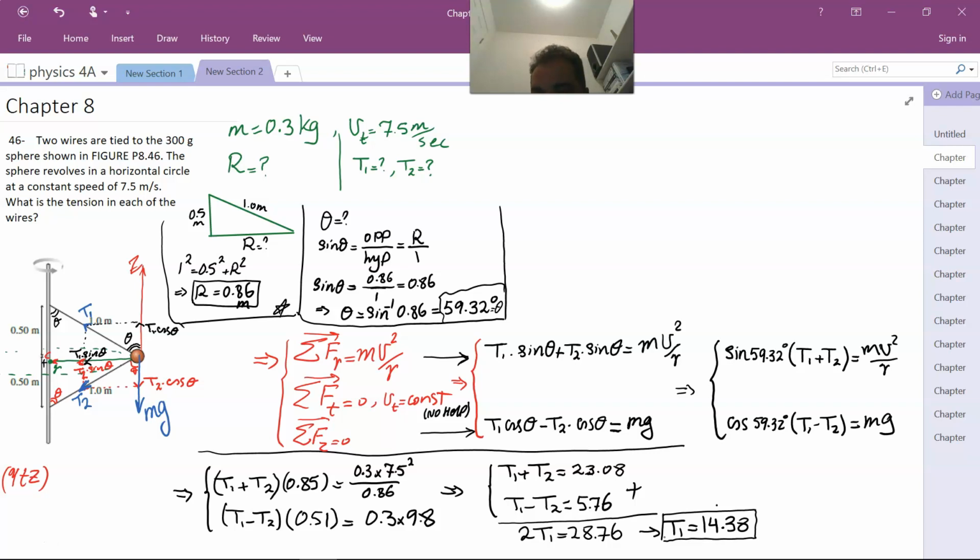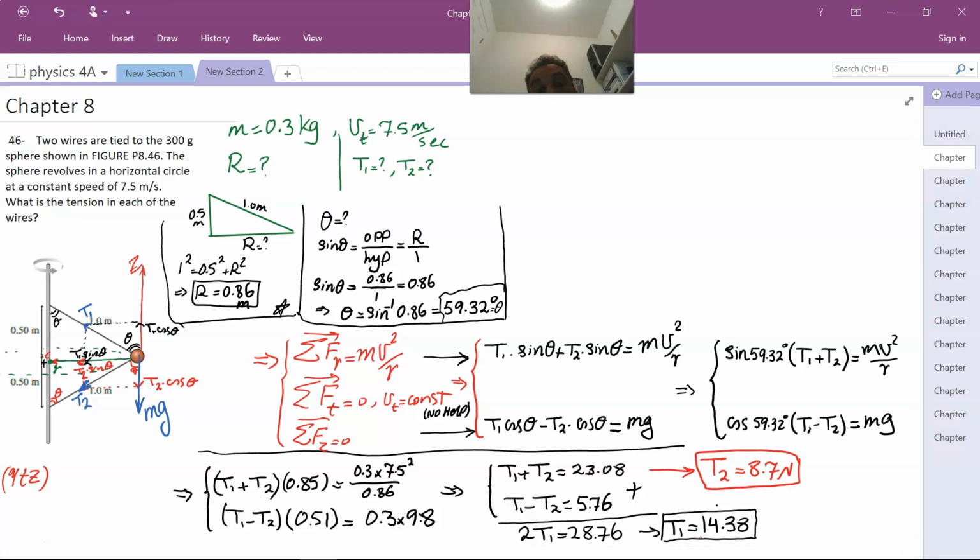If you go by 2 decimal points, you may get very small differences, but it's okay. When we found T1, substitute in this one, for example, then you can find T2. The answer will be 23.08 minus 14.38. The answer is 8.7 newtons. So we found the tensions in both strings.